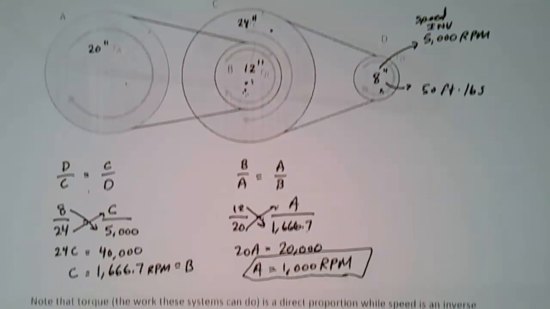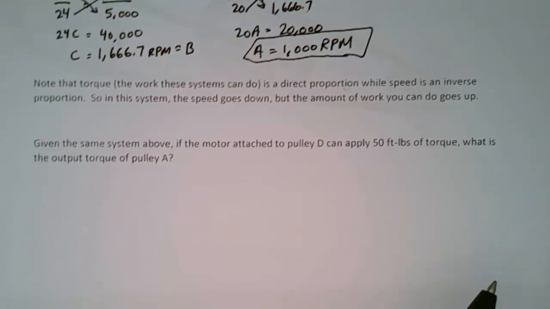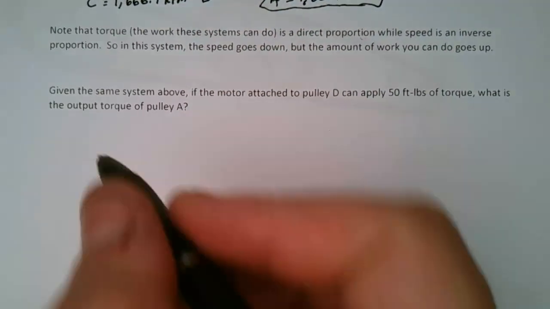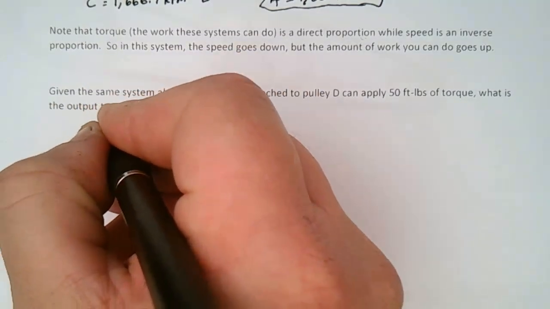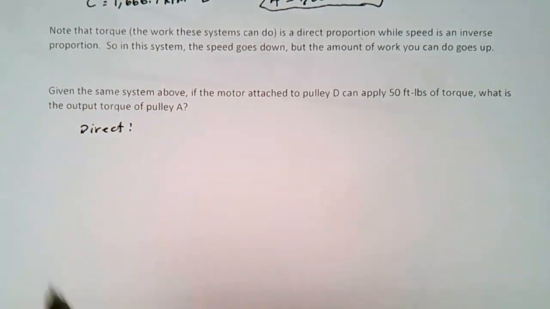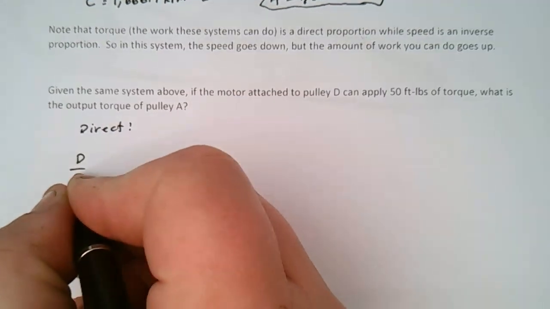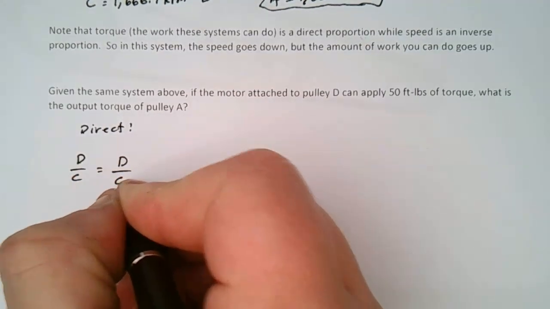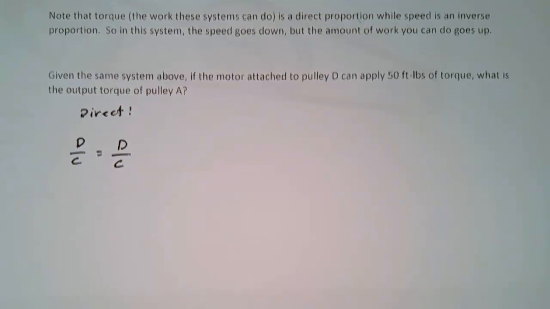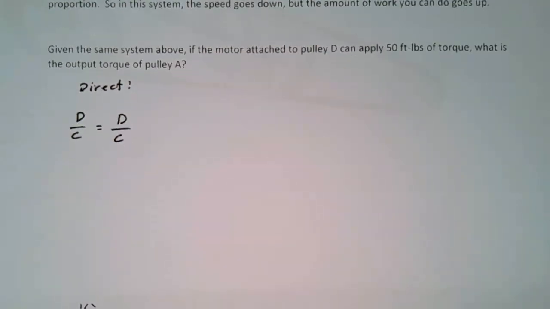So same measurement, same everything. So this is a direct proportion. Okay? It is a direct proportion. Now what a direct proportion means is you're going to say D over C equals D over C. Okay? Direct proportions, we don't flip them. We keep them like this.